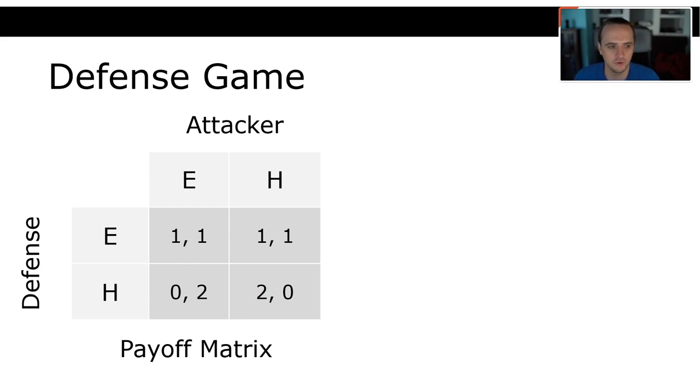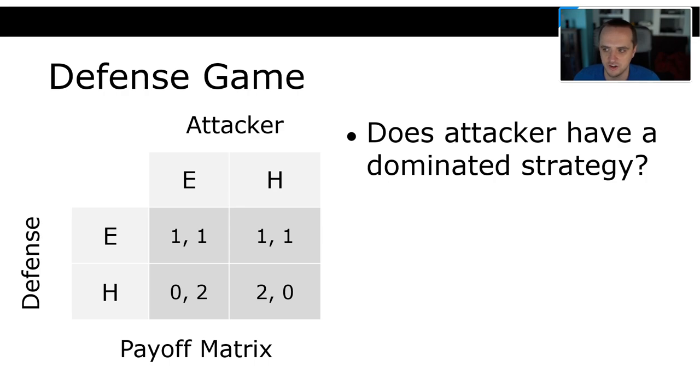But what did we say before? How can we make a choice then, right? Does the attacker have a dominated strategy? So how are we going to make our decision if we don't have a dominated strategy? Well, we're going to put ourselves in the shoes of the attacker. So, the attacker, let's see what it can do.